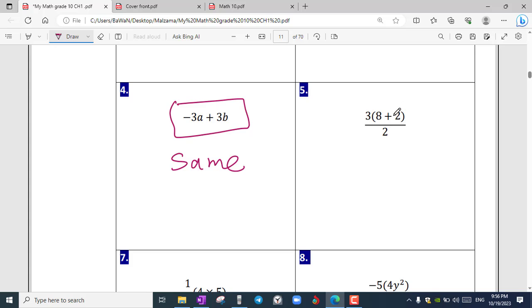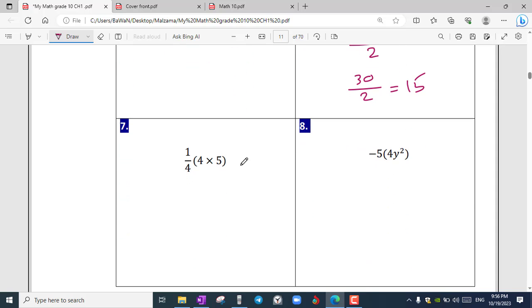Here we should do inside the bracket first. 8 plus 2 is 10. Multiply by 3 over 2. 3 times 10 is 30. Over 2, that's 15. This one inside the bracket, 4 times 5 is 20. So I have 1 over 4 multiplied by 20. If I multiply a number by a fraction, I only multiply it by the numerator. So this will be 20 over 4, which is equal to 5.